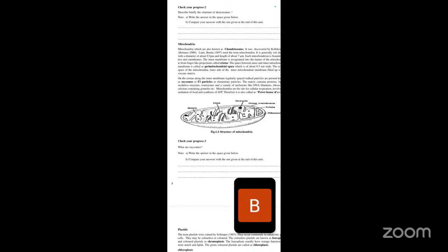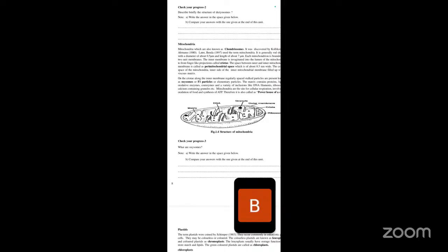Generally, these are rod shaped, with a diameter of about 0.5 micrometer and a length of about 7 micrometer. Each mitochondrion is bounded by two unit membranes. The inner membrane is invaginated into the lumen, forming finger-like projections also called cristae. See the internal structure: matrix, cristae, and ribosomes.